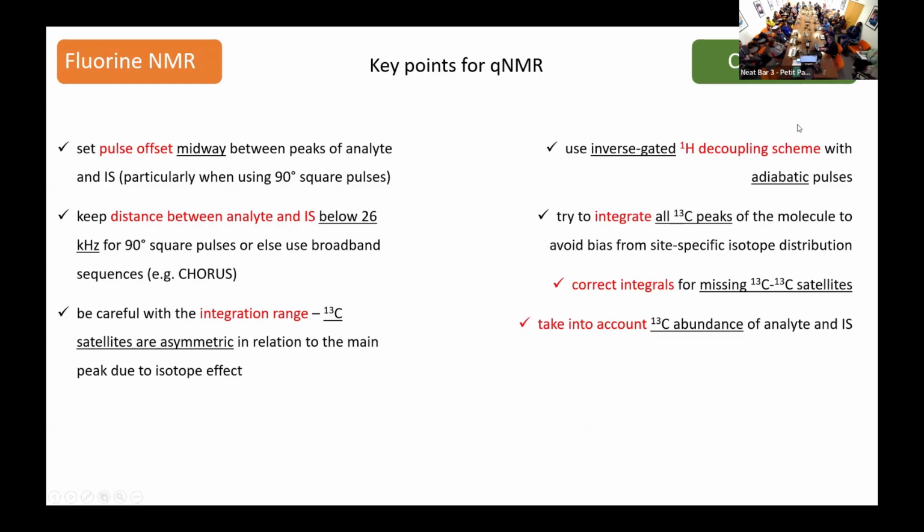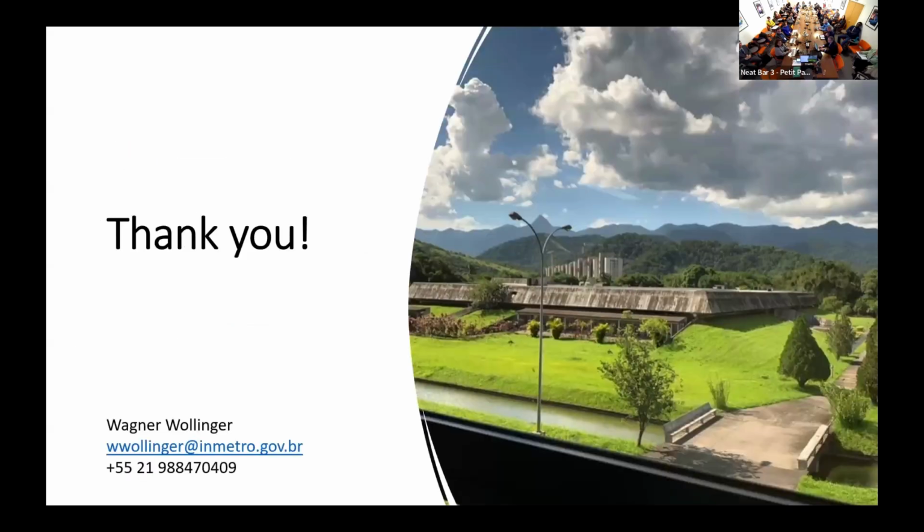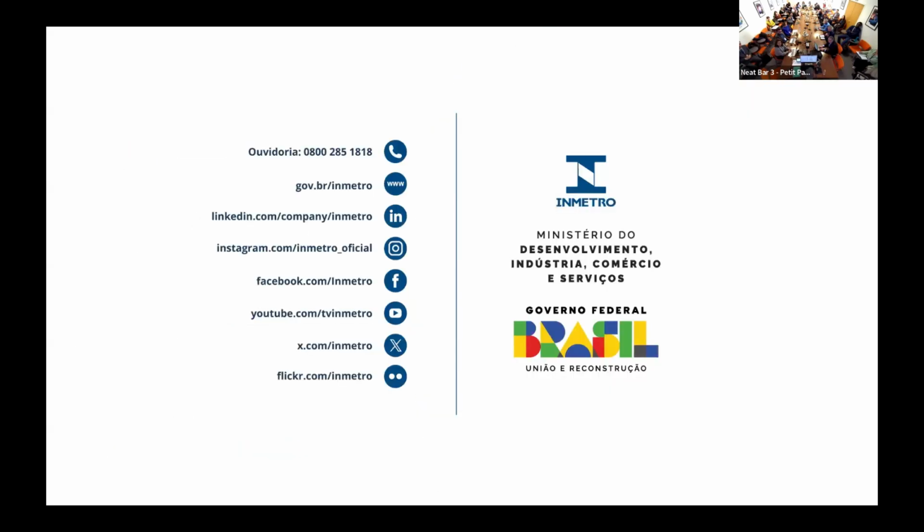For carbon, we recommend using inverse-gated proton decoupling with adiabatic pulses. Try to integrate all carbon peaks to avoid bias from this site-specific isotope distribution. Correct integrals for missing carbon-carbon satellites. And also take into account the carbon-13 abundance of the analyte and the internal standard. Thank you.